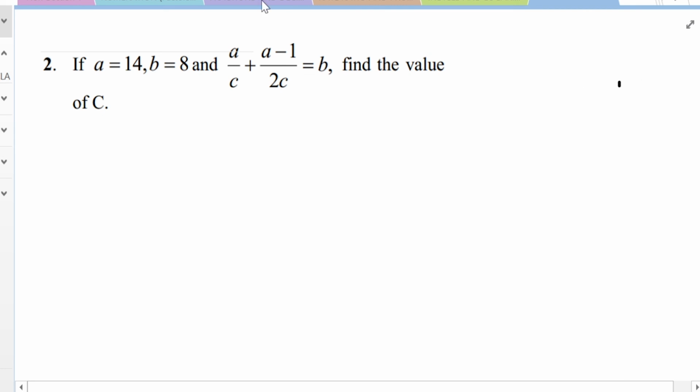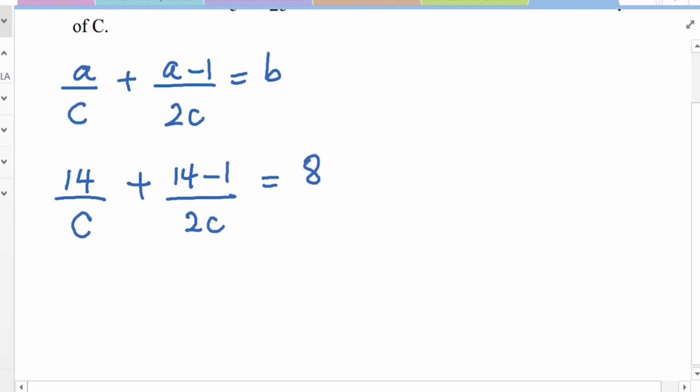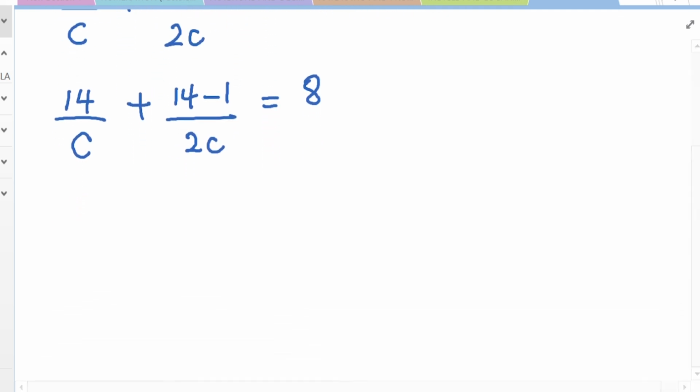Alright, so we have here, if a is equal to 14 and b is 8 and a over c plus a minus 1 over 2c is equal to b, find the value of c. So this is just a matter of substitution. They want us to find the value of c. So definitely here we shall substitute. A is 14, so we shall say 14 divided by c. Our value of c is not known, it's what we are looking for. 14 over c plus a minus 1, a is 14, minus 1, divided by 2c, is giving us our value of b, which is 8. So from there, we're just simply going to go ahead and solve for the value of c.